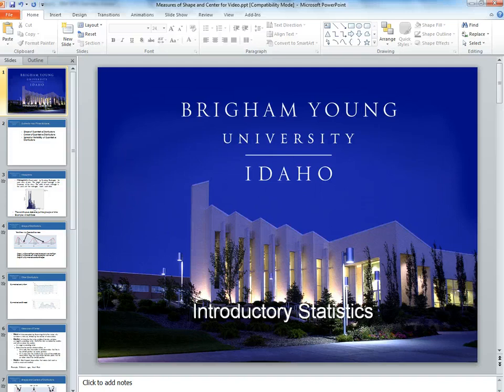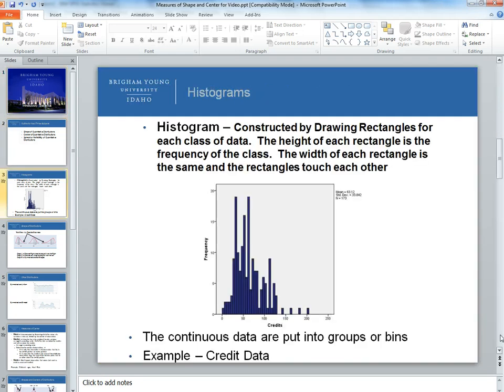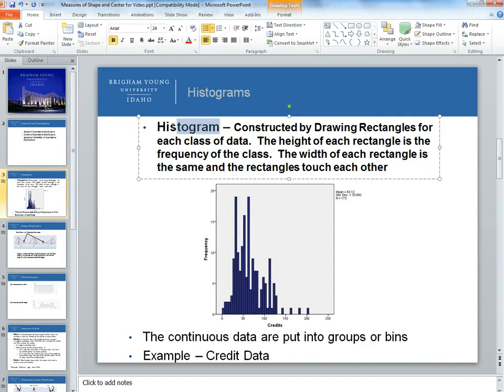And so what we're going to cover in this first lesson is shape and center of a distribution. First we're going to talk about shape. Now a graph that we use to describe shape is something that's called a histogram, and it's constructed by drawing rectangles like you see down here for each class of data.